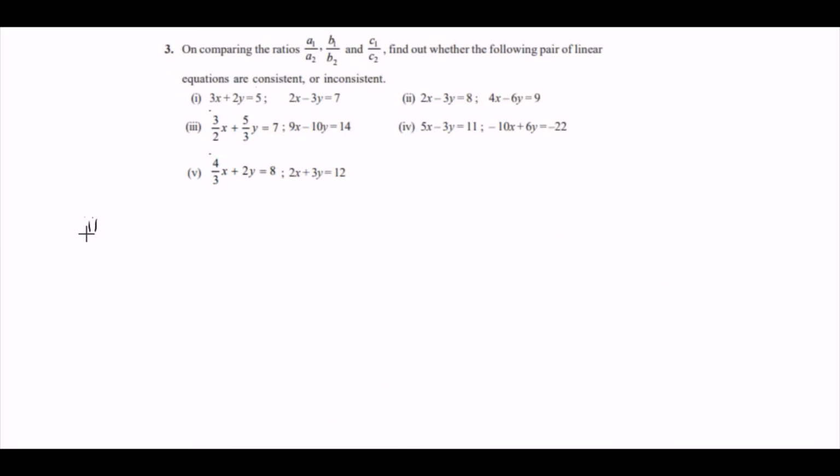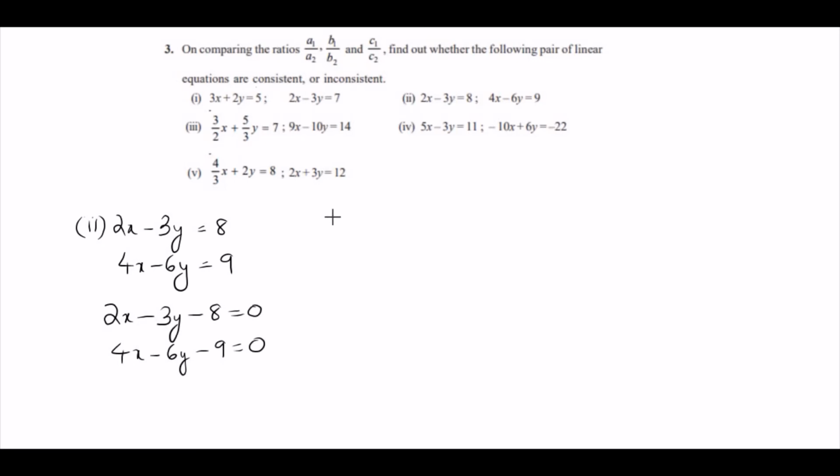Now the second question is 2x minus 3y is equal to 8 and 4x minus 6y equal to 9. So write it in the standard form. After this, find out the ratios, that is a1 by a2. a1 is 2 and a2 is 4. b1 by b2. b1 is minus 3 and b2 is minus 6. c1 by c2. c1 is minus 8 and c2 is minus 9.